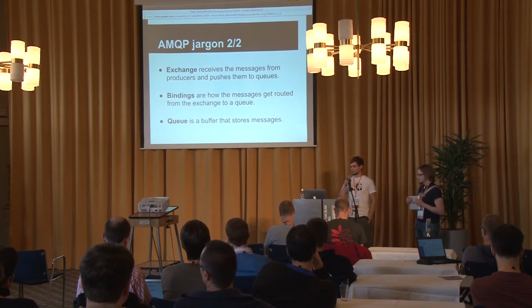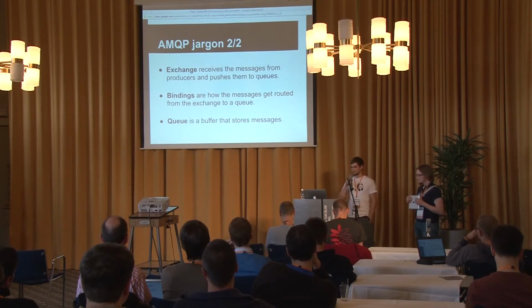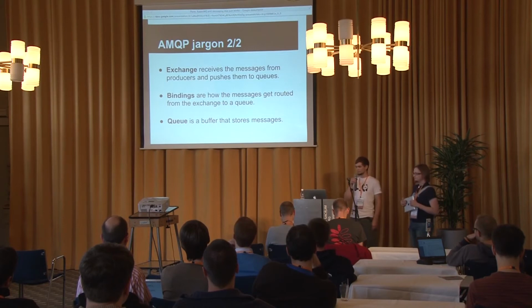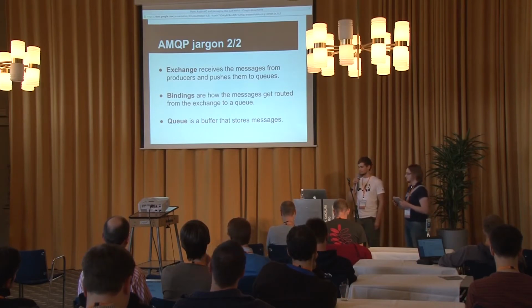Then we have the message broker, and in the broker there are exchanges, bindings, and queues. When the producer sends a message, it goes to the exchange, which passes it to the queue. And bindings are how the message gets routed to the exchange and to the queue. A queue is basically an infinite buffer which stores the messages. And when the message arrives at the queue, it will be sent to the consumer, which has subscribed to the queue.